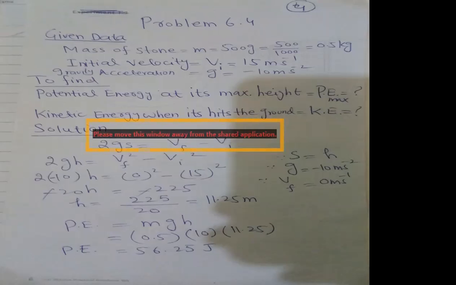I told you the potential energy formula is mgh and the kinetic energy formula is half mv square. Since I'm required to find the potential energy at maximum height, the formula is PE equals mgh. The value of m is given, which I converted to kilograms, 0.5, and you know the value of g is 10, and the height I just found out is 11.25. I just plug in the values. If you multiply 0.5 by 10 by 11.25, you will get potential energy 56.25 joule.